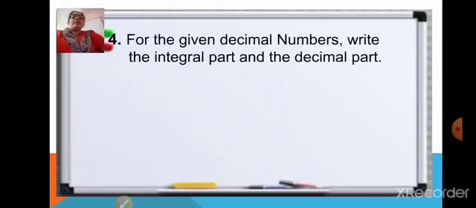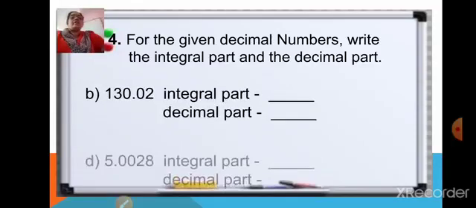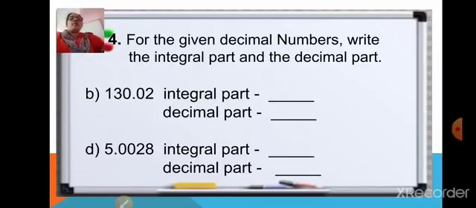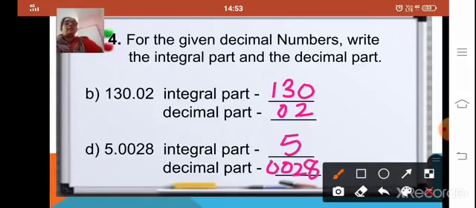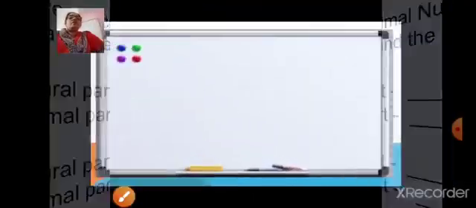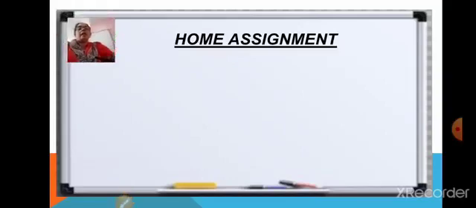Yes, second, fourth sum here. For the given decimal numbers, you write the integral part and the decimal part. The first one is 130.02. So the integral part is 130, or you can say the whole part, and the decimal part is 02. Whereas for the second sum, that is 5.0028, the integral part is 5 and the decimal part is 0028.